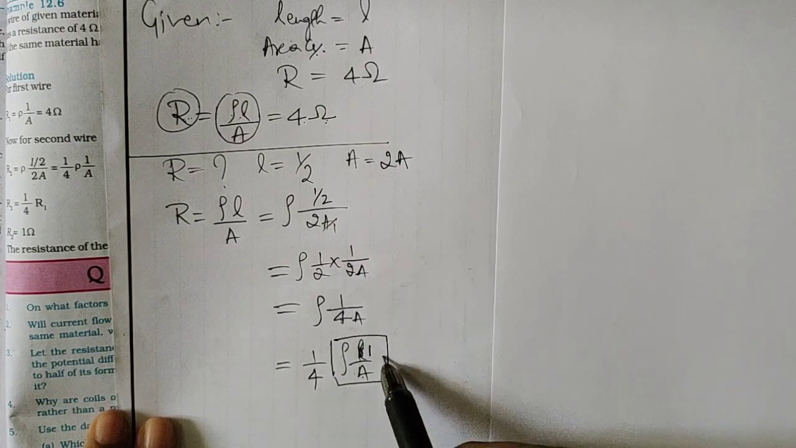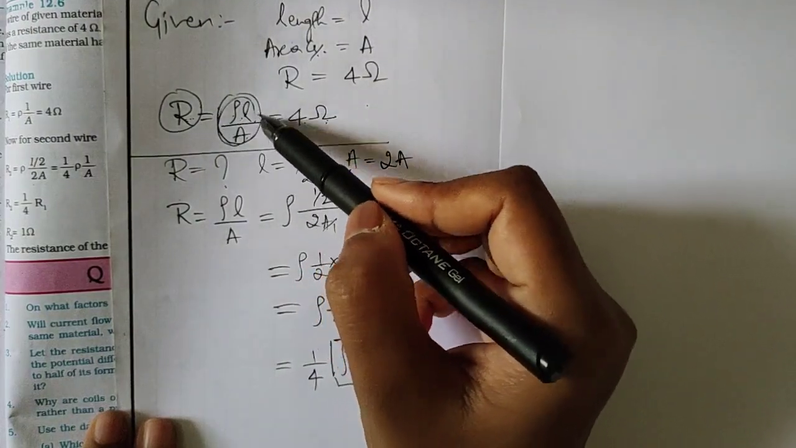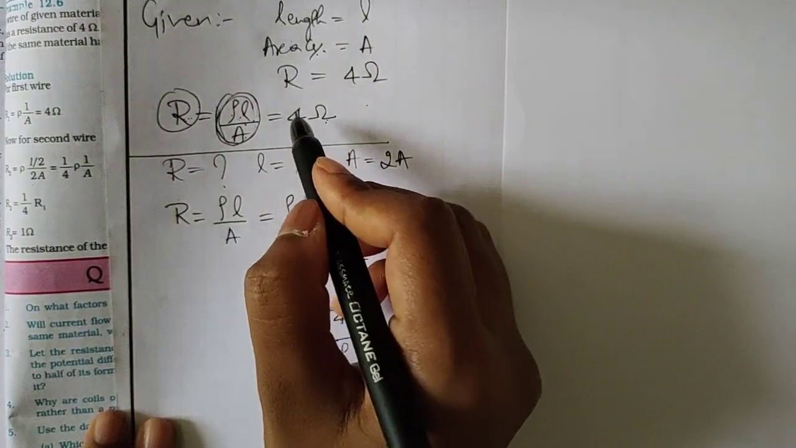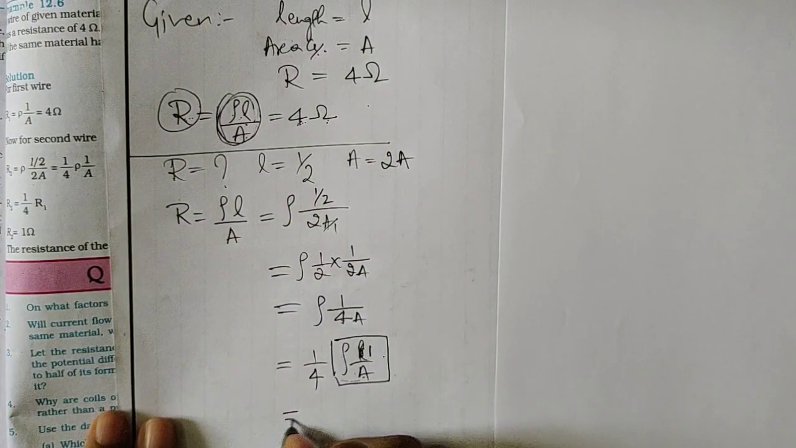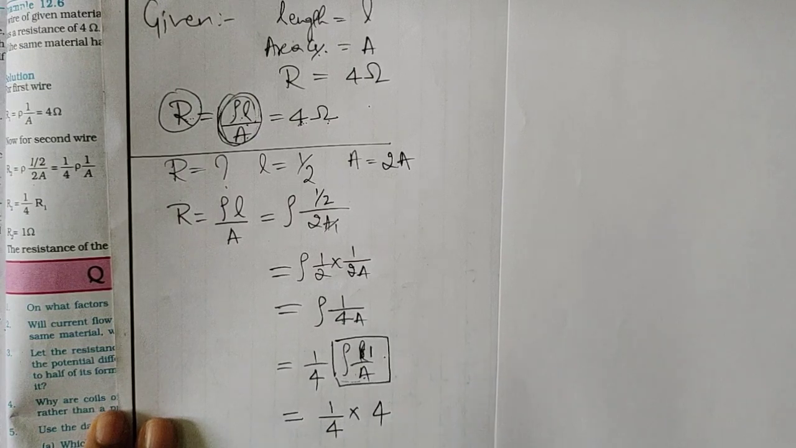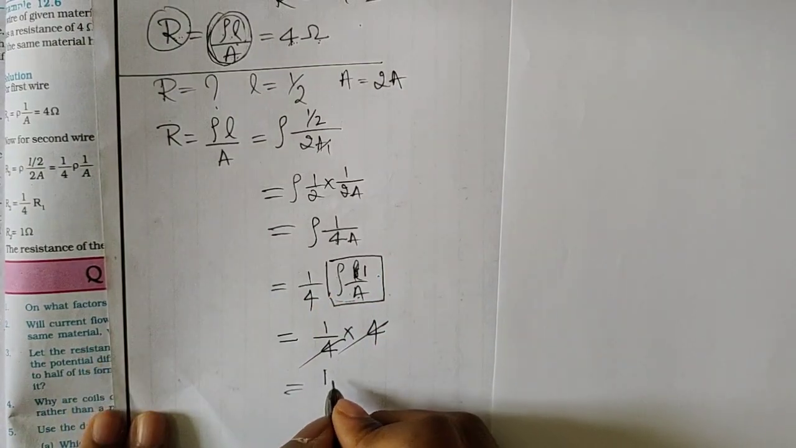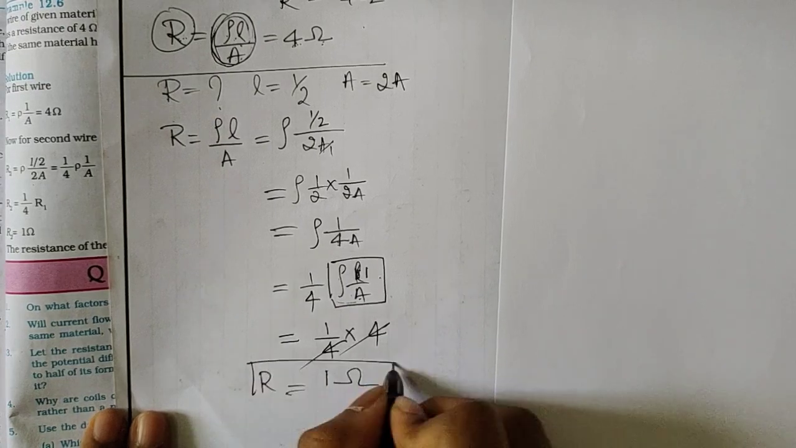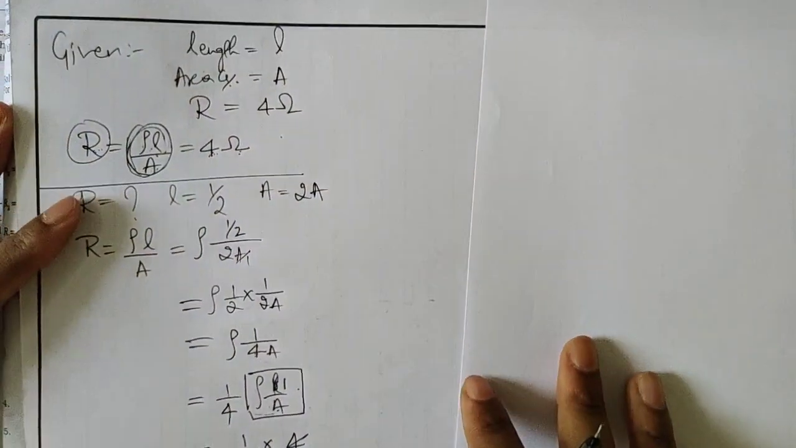Now why they are given the first part? Just look here. The value of this complete portion is what? 4. Can I substitute this 4 in this complete place? Yes, I can do, no? So what I will get? The next step will be 1 by 4 into 4. So it will cancel and I'll be left with 1. So R is 1, and what is the unit of R? That is ohm. So answer is 1 ohm, correct?